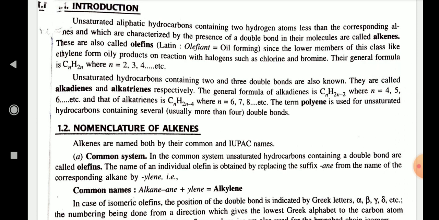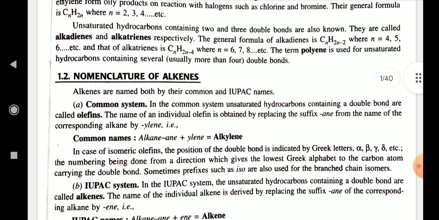Unsaturated hydrocarbons containing 2 and 3 double bonds are also known. They are called alkadienes and alkatrienes respectively. The general formula of alkadienes is CnH2n minus 2, where n is equal to 4, 5, 6, etc. And that of alkatrienes is CnH2n minus 4, where n is 6, 7, 8, etc. The term polyene is used for unsaturated hydrocarbons containing several, usually more than 4 double bonds.